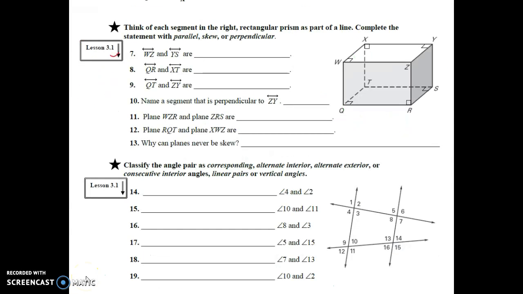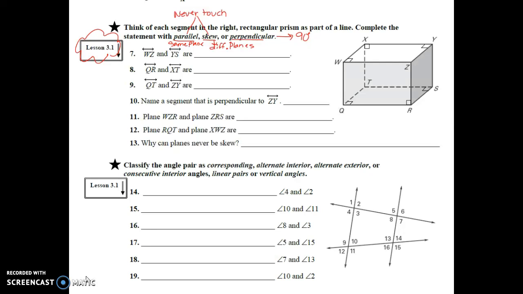This next section is still in the first part of our notes. We will be talking about parallel, skew, and perpendicular. Remember that parallel and skew never touch, but parallel has to be in the same plane, and skew has to be in different planes. Perpendicular is when things intersect at 90 degrees.